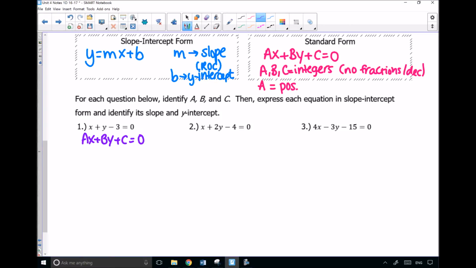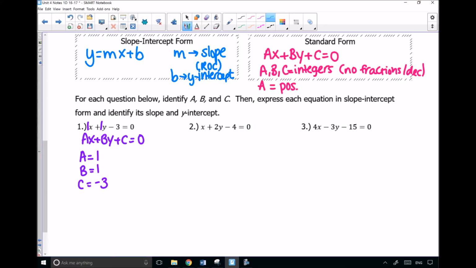Right here, my a is going to be 1 because my coefficient in front of my x is 1, and a is the coefficient in front of x. My b is also 1, and my c is -3. That's all I have to do for this question.